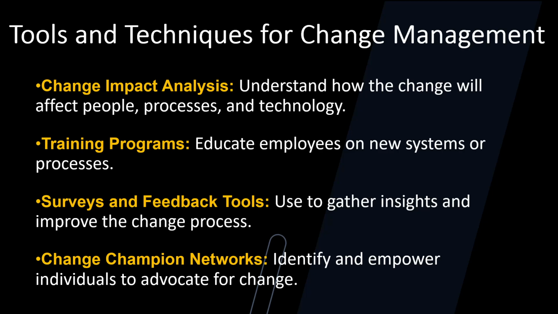The second one is training programs to educate the employees on a new system, process, technology, or anything which will be implemented as a change. The third one is survey and feedback tools, used to gather insight and improve the change process. If we get feedback from the people, then we will definitely get insights or inputs on how the change was implemented, and whether any improvements can be made to implement that change. The fourth one is change champion networks, to identify and empower individuals to advocate for the change.